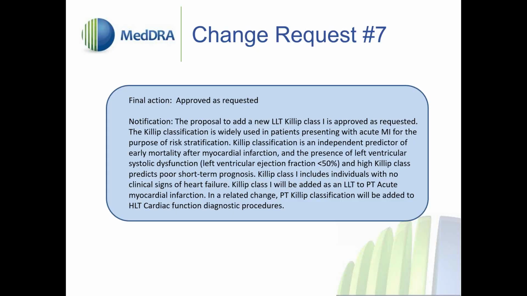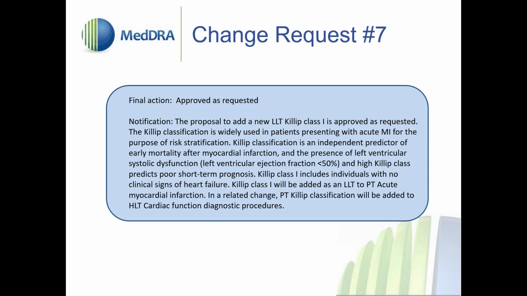Interesting. And it was approved as requested. So tell us more about this one. Yeah, okay. So we do add some classification terms, and if they are classified like here with KILIP class 1, it goes up to 4, then it's already a diagnostic term, because KILIP class 1 is acute myocardial infarction, but without the severe sequelae or the complications like pulmonary edema, or the last one is cardiogenic shock.